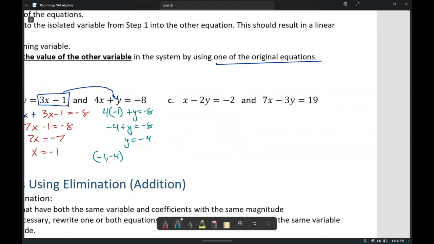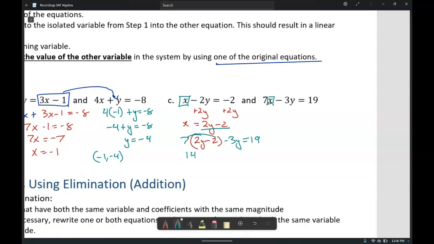Okay, so we have our solution as (-1, -4). Now, if we don't have a variable already isolated, oftentimes we can easily get one by itself. Notice how this x does not have a coefficient, so all we have to do to get it by itself is add the other variable term to the opposite side of our equation, giving us x equals 2y minus 2. And now we can substitute that in for x on this side. So 7 times (2y minus 2) minus 3y equals 19.